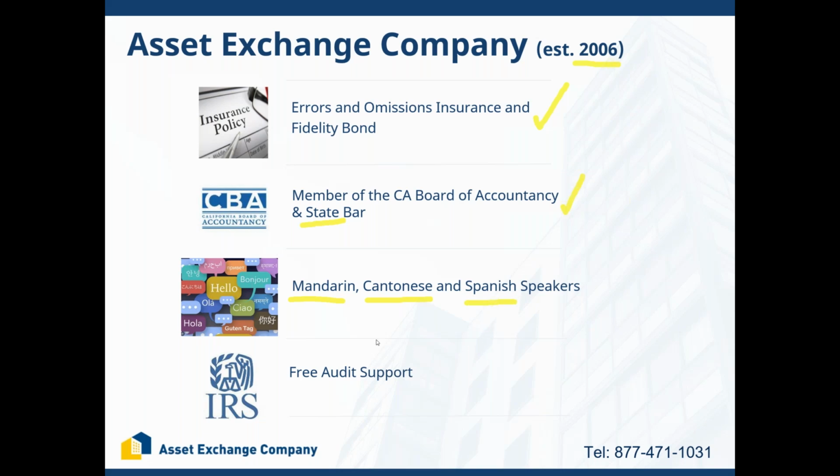And one of the things that is really good about our company is we are the only company in the industry to offer our clients free audit support. Now, if you get audited on your transaction and you work with us, our tax attorney will help provide substantiating evidence that you followed all the rules and regulations to properly defer taxes. So you don't have to go out and hire a $1,000 an hour tax attorney to help defend you against an audit. What you do is you give us a call, and our tax attorney will do that work for free as part of our service.